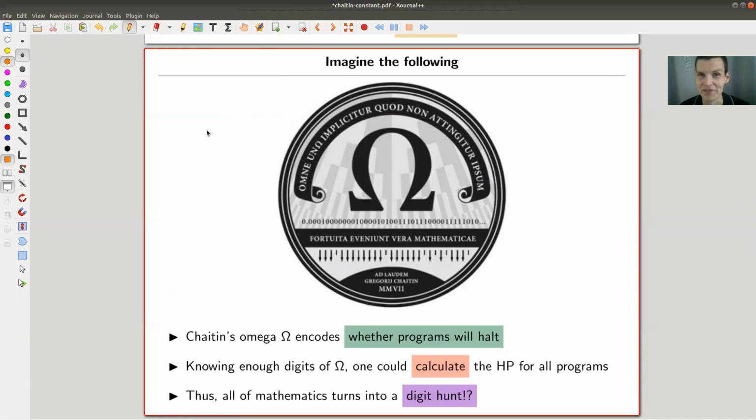Let me just stay with one. The Chaitin omega, so omega here, is kind of a very famous thing. It's this number or some computation like this number. I will come back to that later on. And here's what is called the Chaitin's medal. That's what you see right here.